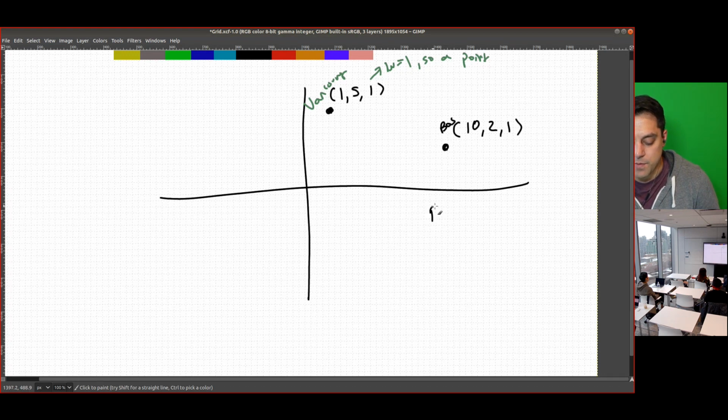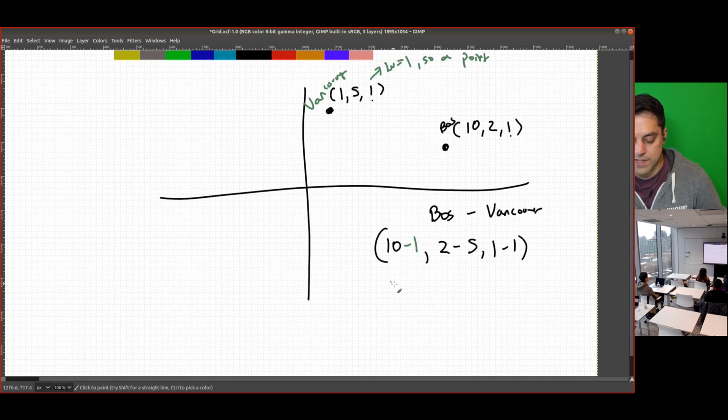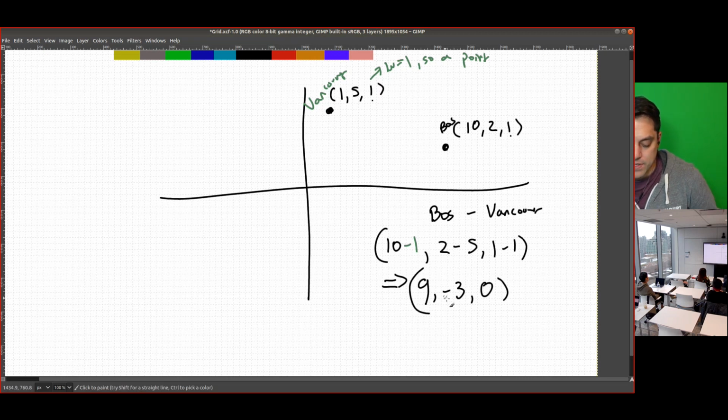But if I do Boston minus Vancouver here, I'll do 10 minus 1, so that's this coordinate. 2 minus 5, and then 1 minus 1. Okay, so what does that give me as a result? 9, -3. Let me make sure I did everything in the right order. 2 minus 5, and then 1 minus 1 is 0. Okay, so what did this produce for me?